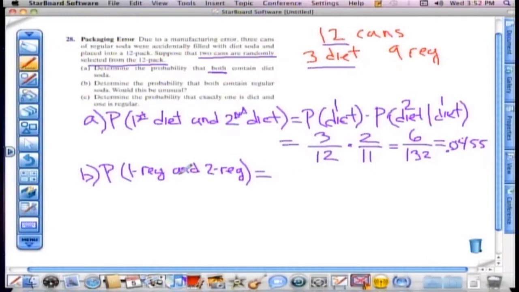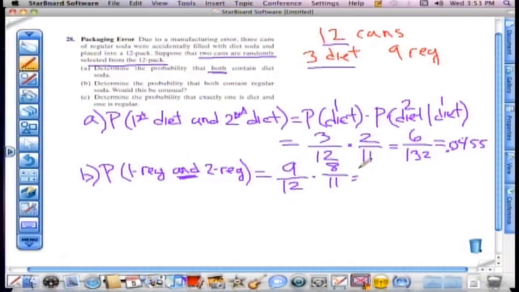So you multiply the probabilities. The probability that the first is regular, you've got 9 cans of regular out of the 12 total cans. And now you've opened a can, so you only have 11 left. And furthermore, you've opened a can of regular, so you only have 8 cans of regular left.